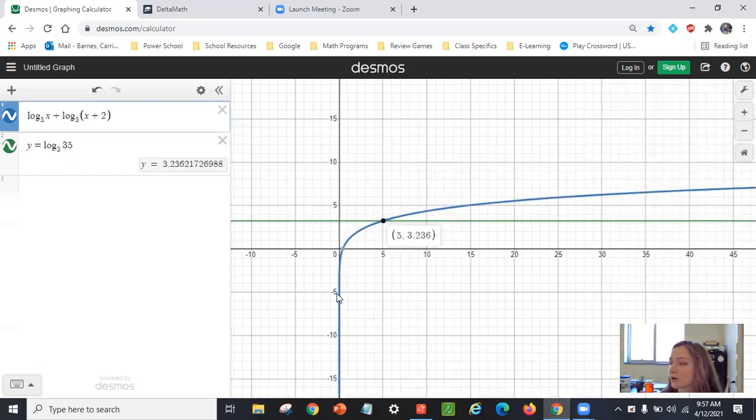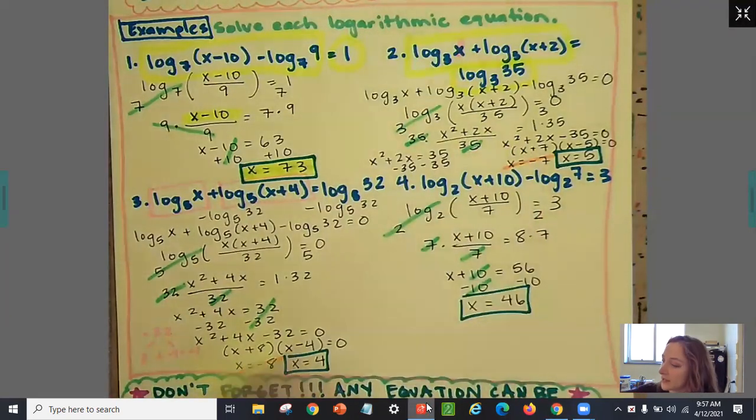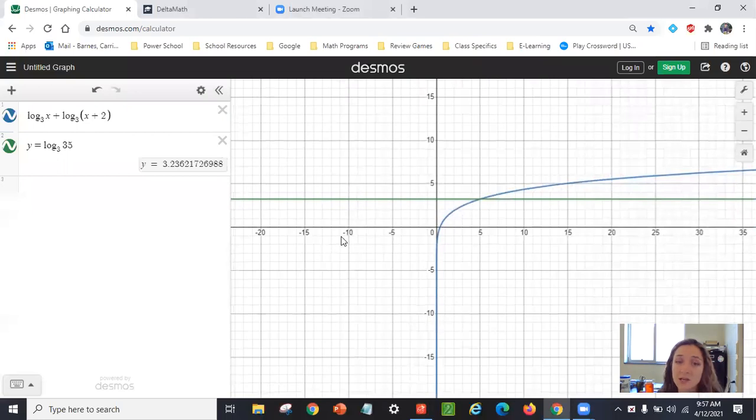Notice that these things never cross again, so we also had the solution of x equals negative 7, but if you go to negative 7 on the x-axis, you can see that these things are not crossing. So looking over here at negative 7, there is no intersection there, so you can always double check your answer by typing it in Desmos.